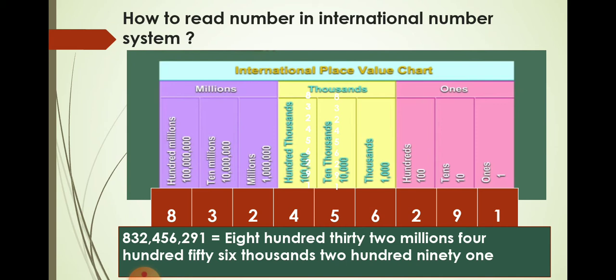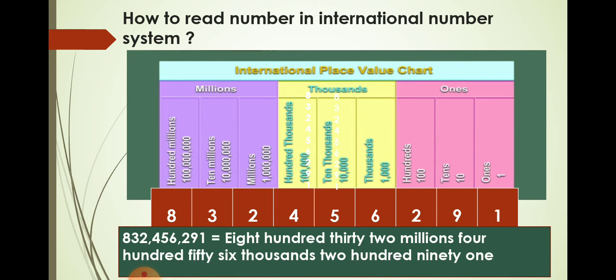1 goes below ones, 9 goes below 10, 2 goes below 100, 6 goes below 1000, 5 goes below 10,000, 4 goes below 100,000, 2 goes below million, 3 goes below 10 million, and 8 goes below 100 million. So here we got the number 832,456,291. So that was the number, and now we know how to read it.